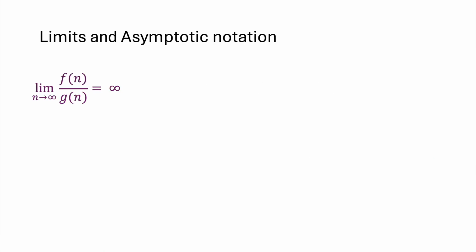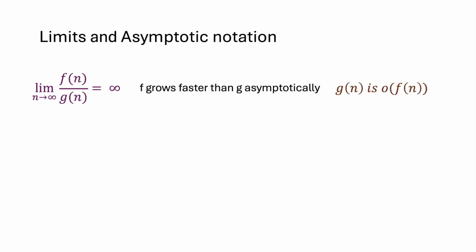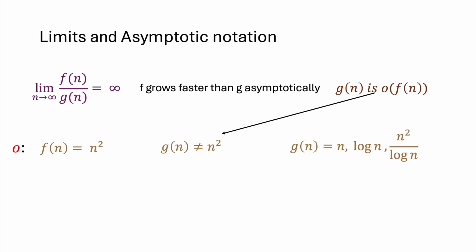Now we will move to the next case. When the limit is infinity for f of n over g of n, we have f grows faster than g asymptotically, which yields us g of n equals small o of f of n. Do note that we have small o and not big O. The meaning between small o and big O is very similar. Small o basically means f strictly grows faster than g. Strictly means if f is n to the power of 2, g cannot be n to the power of 2. G of n can only be, for example, n, log n, or n to the power of 2 over log n.